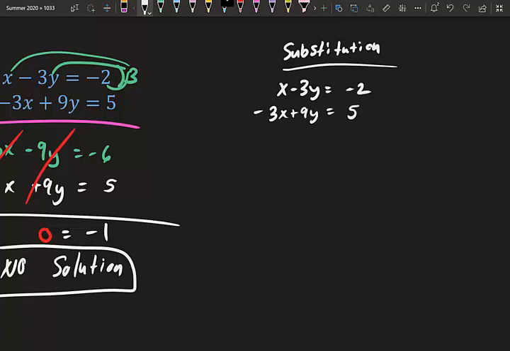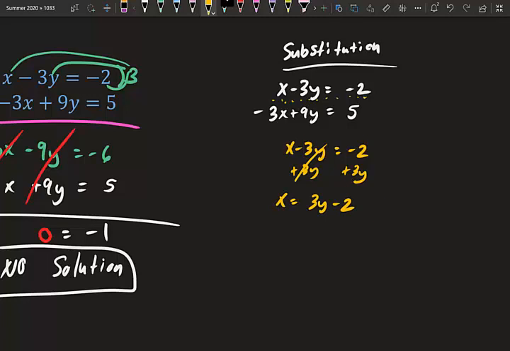So I need to get one variable by itself. I'm going to look at the top equation: we have x minus 3y equals negative 2. The easiest thing to get by itself is x. So I'm going to add 3y to both sides, and we have x equals 3y minus 2.